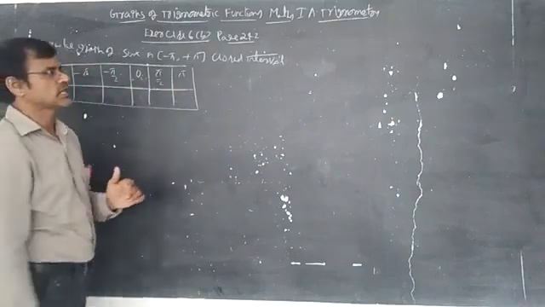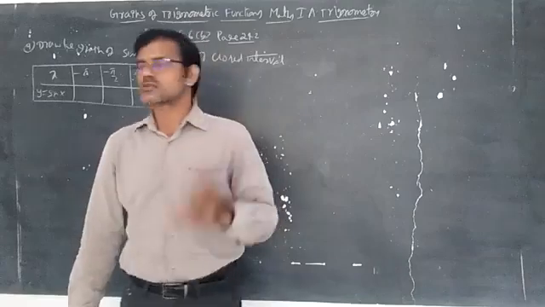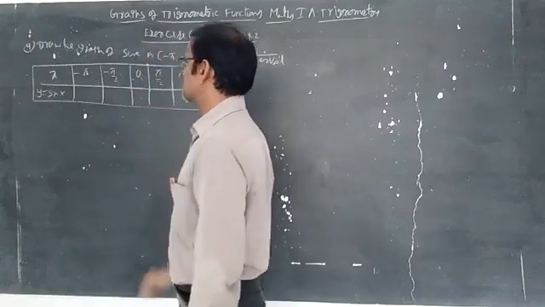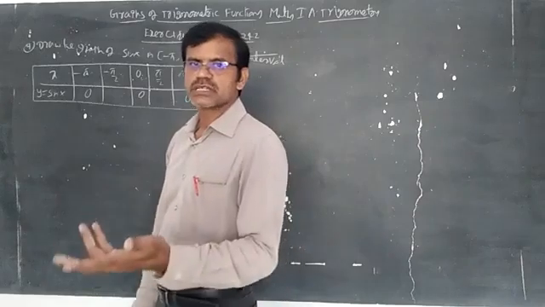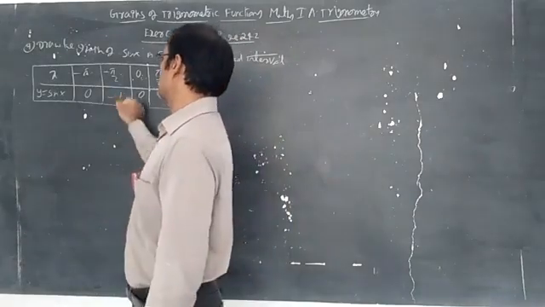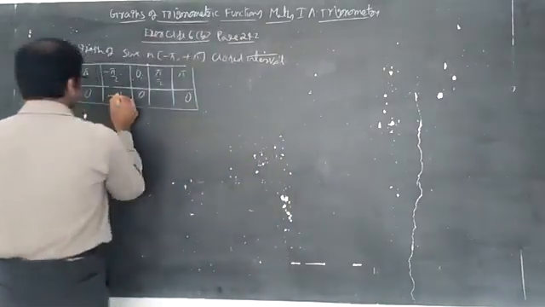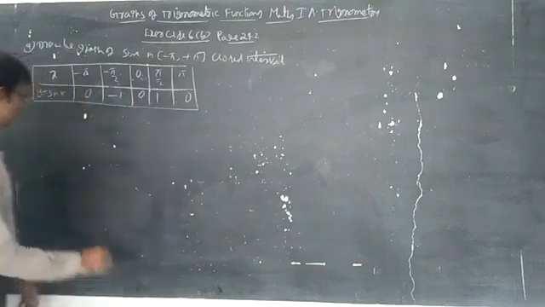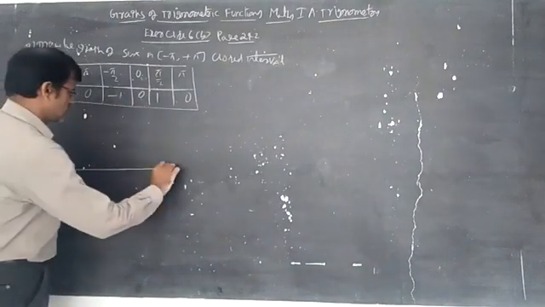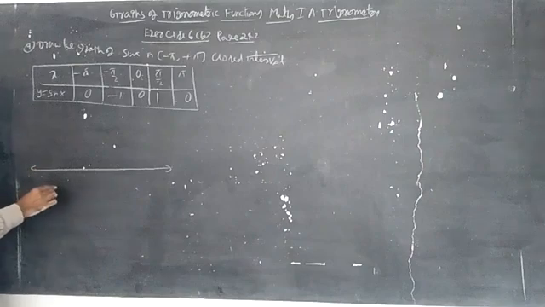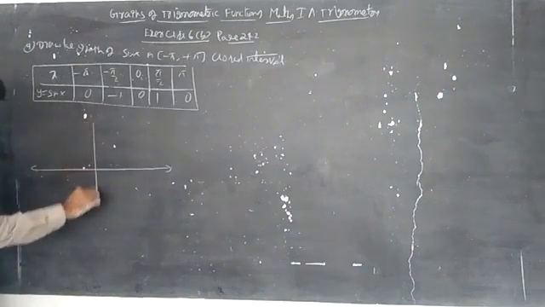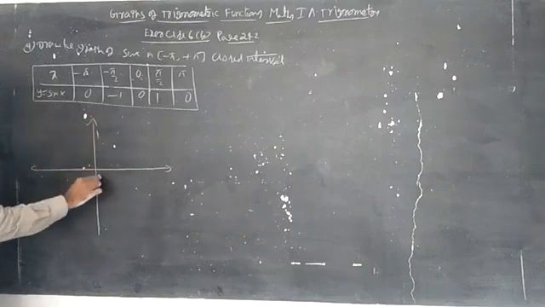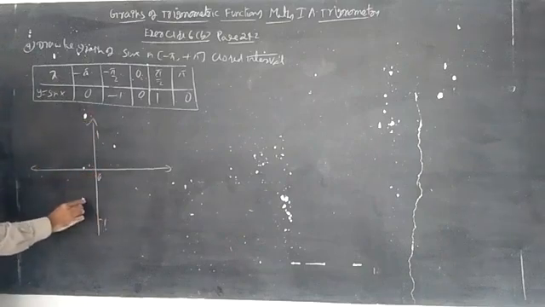Plenty of times I said that sin n pi equals 0. So sin 0 is 0, and sin of minus theta is minus sin theta, so sin of minus 90 is minus 1. Put here minus 1, and this is 1. Draw the graph. The values lie between minus 1 and 1. This is 1, this is 0, this is minus 1.